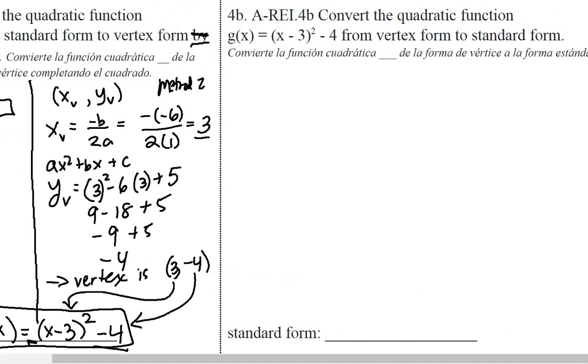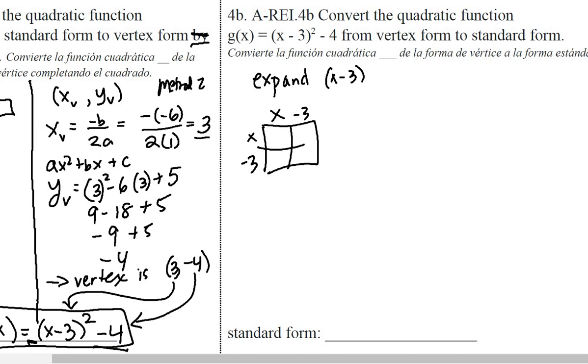Okay, number 4b. Convert the quadratic function g of x equals x minus 3 squared minus 4 from vertex to standard form. All right, this is a little bit more straightforward. I expand x minus 3 squared, so I multiply, here's x squared minus 3x minus 3x plus 9. This part is x squared minus 6x plus 9.